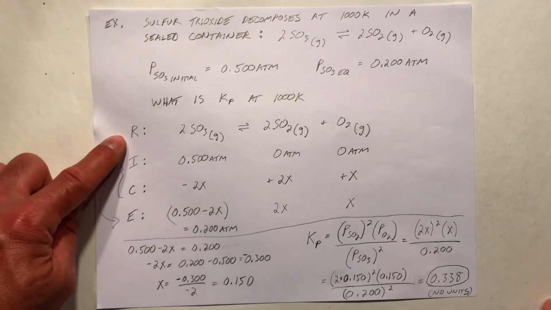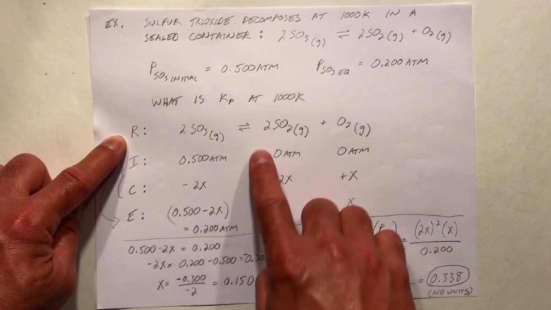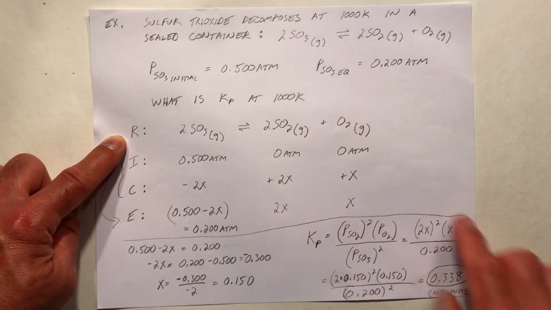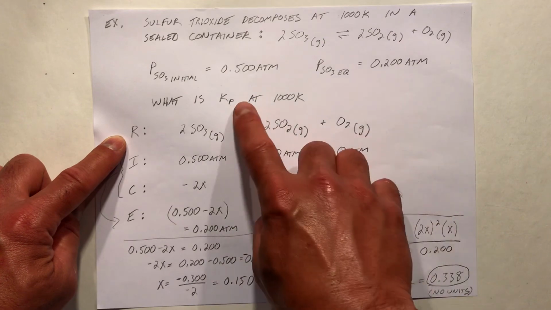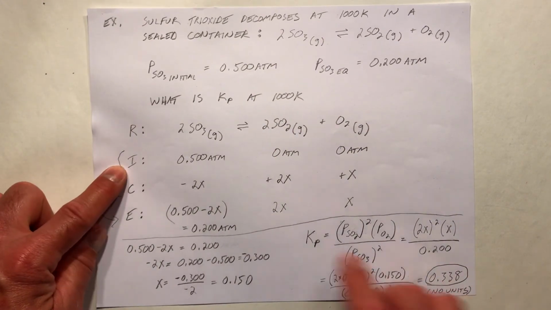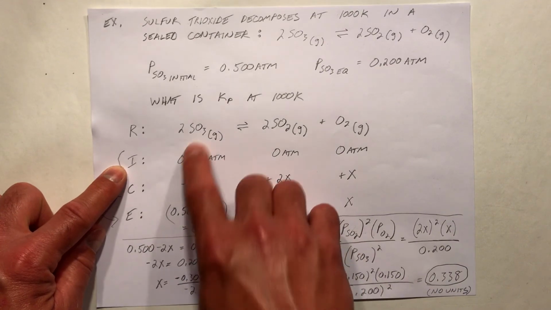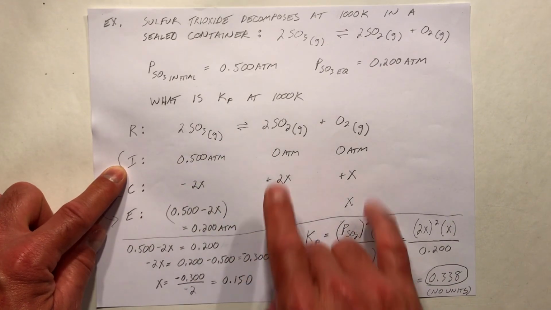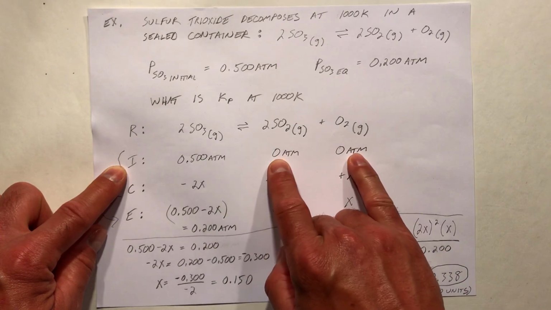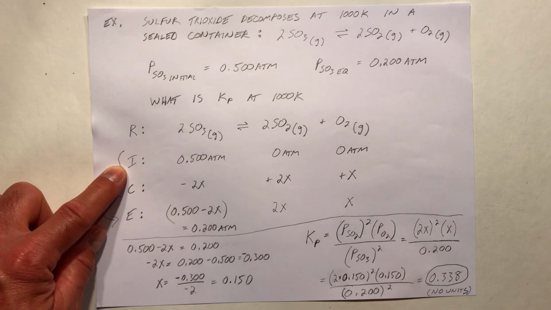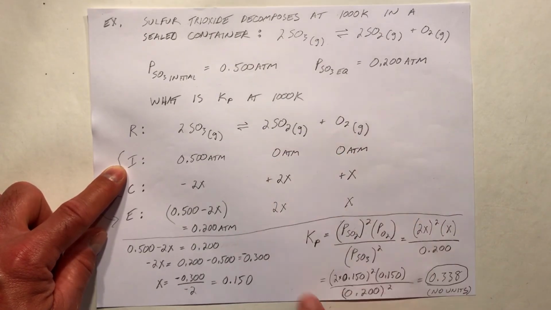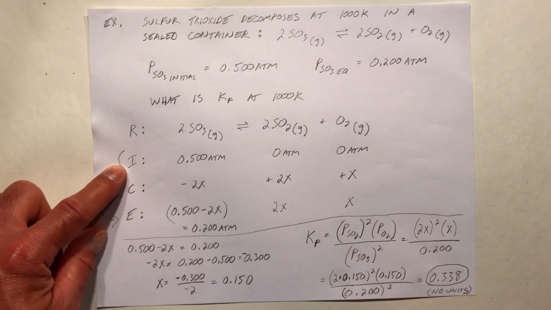So here's our reaction, our balanced equation. 2 SO3 is in equilibrium with 2 SO2 and 1 O2. Now these are all gases, so we're going to be solving for Kp here. The initial conditions are 0.500 atmospheres for the reactant, and since they told us nothing about the products, we're going to assume that this reaction hasn't started yet and we have no products yet. They might say a minute into the reaction and give us certain values here, and we could plug those in and that would be fine, but they didn't do that here.